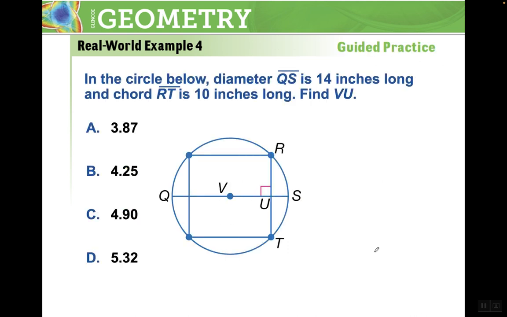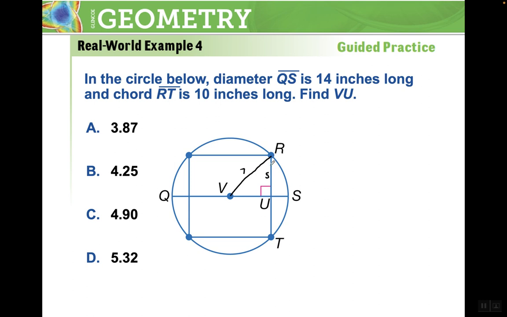Okay, you can pause this and try to do it yourself, but I'm going to go ahead and solve it since this figure is a little easier to see without the stepping stone designs. It says that QS, the whole diameter, is 14 inches long. So if I draw a line from V to R, that's going to be 7 because that's a radius and the diameter is 14. The chord RT is 10, so just from R to U is going to be 5.